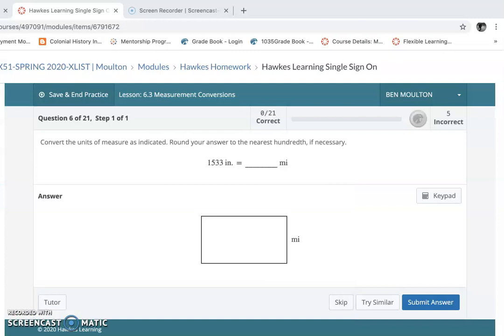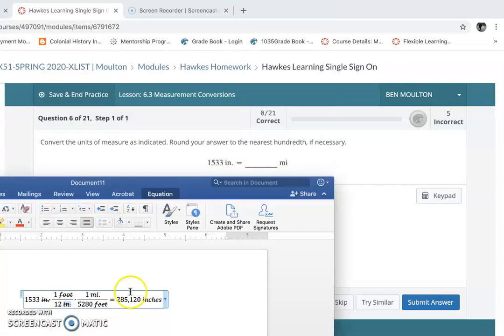Now this one, we're going to do the exact opposite of what we did in the last one. This time we're going from inches into miles. This will be a much smaller number. So this time I'm taking my 1,533 inches and I'm multiplying that by 1 foot over 12 inches so we can get the units to drop out from inches. That'll give me an answer in feet.